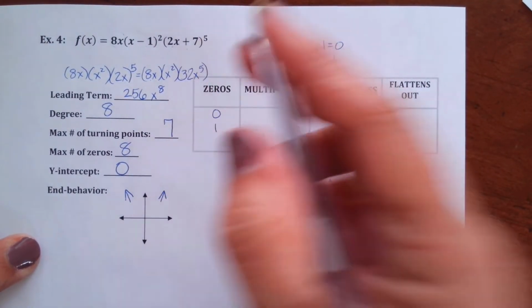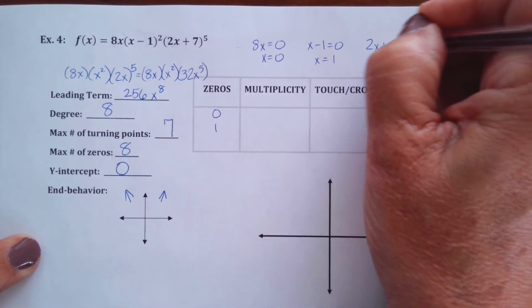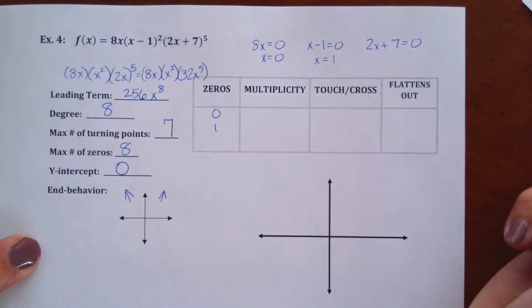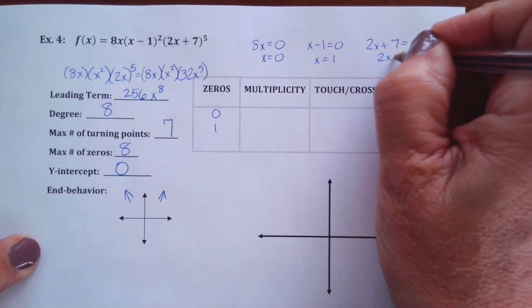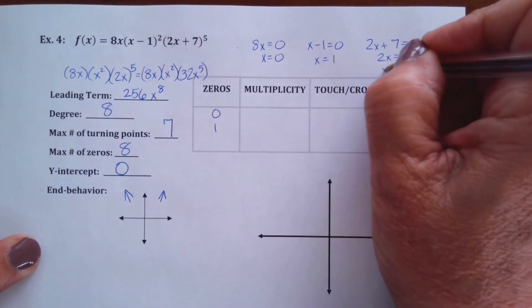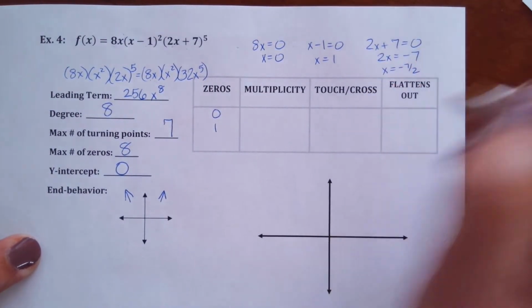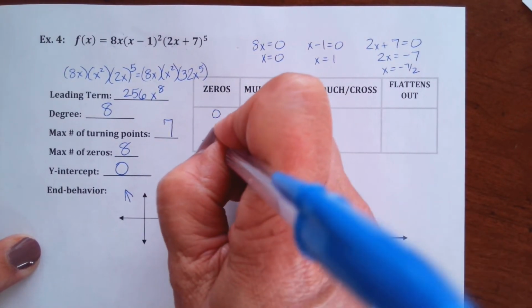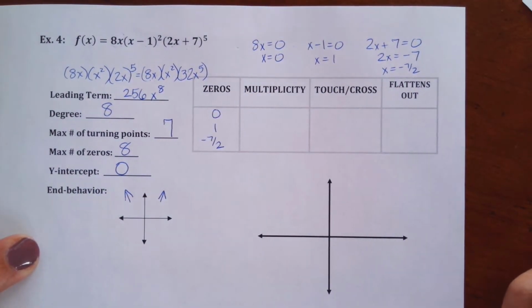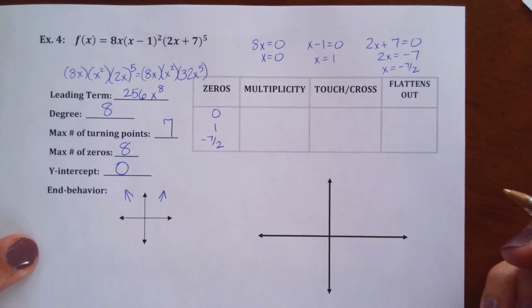And then 2x plus 7, you get a fraction or decimal, however you want to think of it. Set it equal to 0. You get 2x equals negative 7, so x is negative 7 halves. You can leave it like that, or write it as negative 3.5, it doesn't matter. Whatever's easier for you.